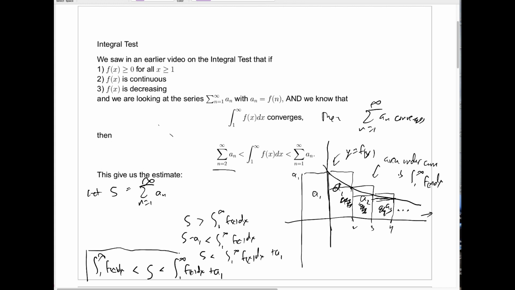So, even though the integral test does not tell us exactly the value of the sum that we wish to find, it does tell us that the sum is somewhere between the value of this integral that we compute and the value of the integral plus a sub 1, the first term of the series.